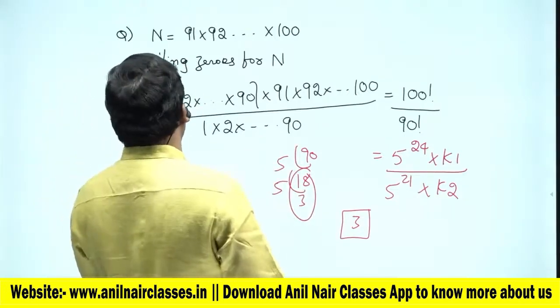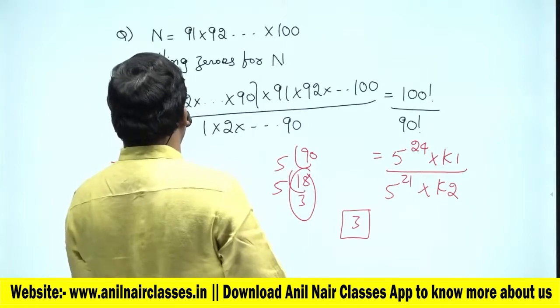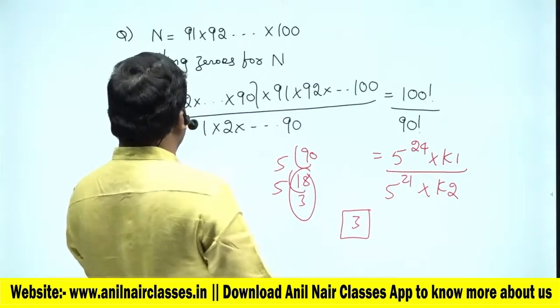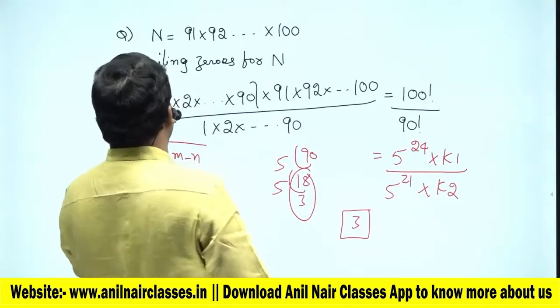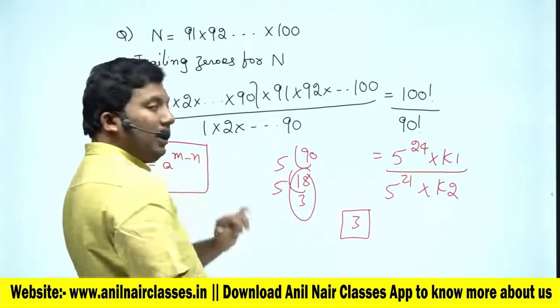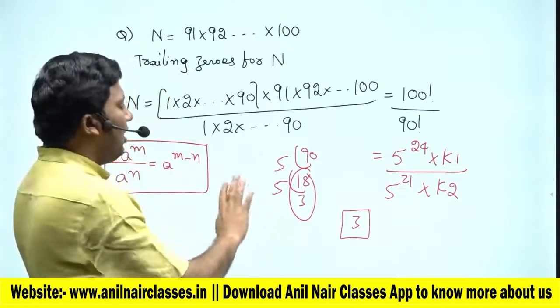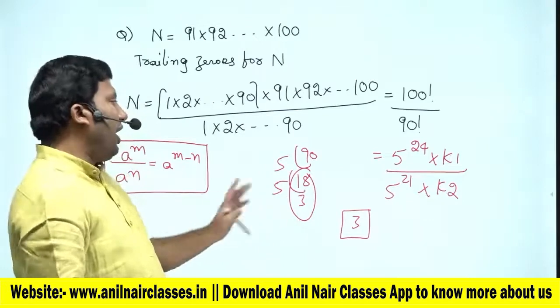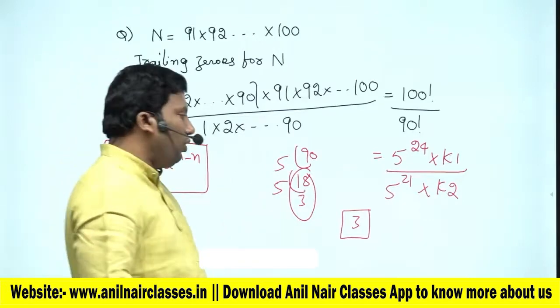a power m by a power n is given by a power m minus n. So 24 minus 21: the answer for this question is 3. I hope it is clear.